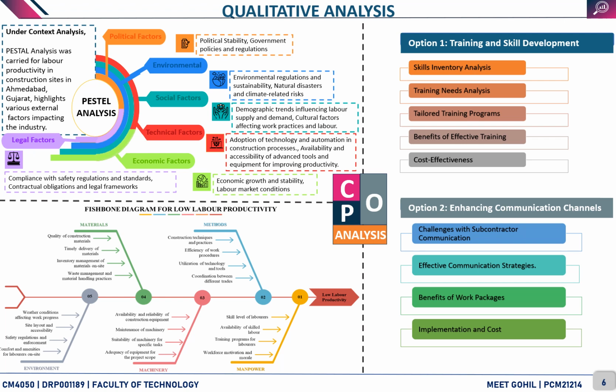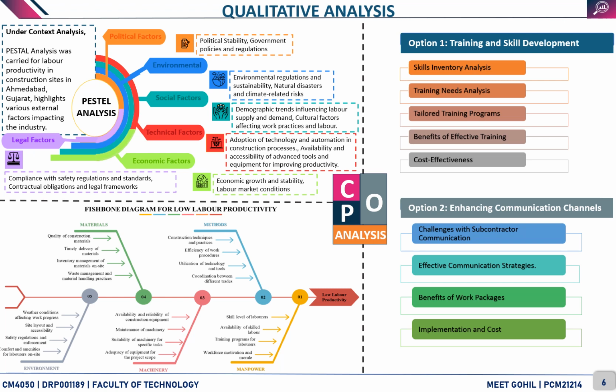Talking about problem analysis, we have developed a fishbone diagram, that is Ishikawa diagram, for low labor productivity on construction site, and we have found material, method, manpower, machinery and environmental factors which ultimately conclude to low labor productivity. Starting with manpower, lack of skilled manpower, availability of skilled laborers, lack of training programs for laborers, and workforce motivation and morale of the laborers affect low labor productivity.